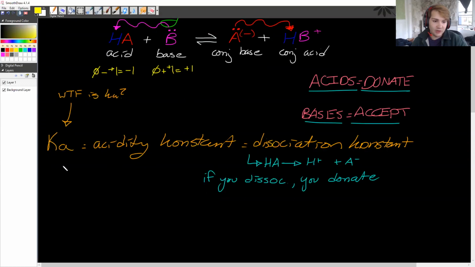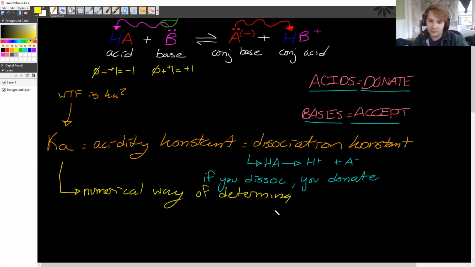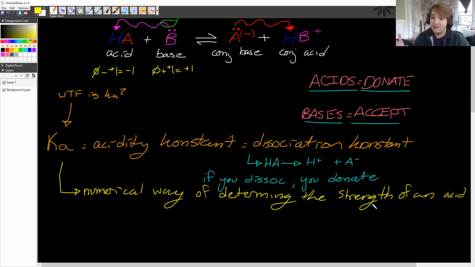So this brings us to the question, well, what is Ka really? Ka is just a numerical way of determining the strength of an acid. That's all it is. Ka is just a way of putting a number to how strong something is. It measures the dissociation, and if you dissociate, then you are an acid, but it's just a number. That's all it is.